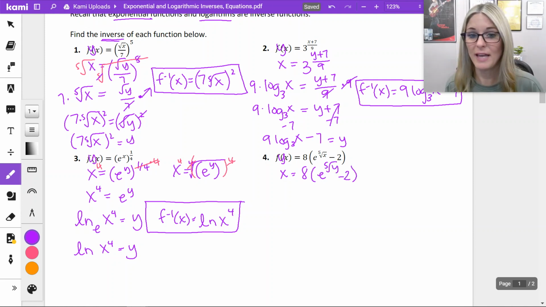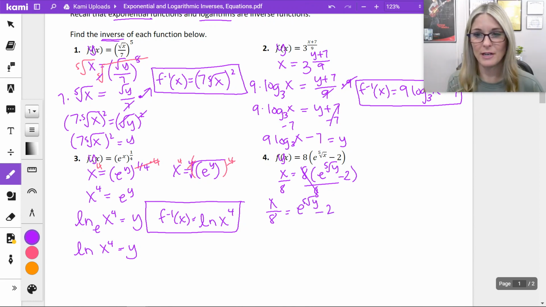Everything is getting multiplied with 8, so let's divide both sides by 8. x over 8 equals e raised to the fifth root of y minus 2. Again, the minus 2 is not in the exponent there, so let's add that to the other side. We have x over 8 plus 2 equals e raised to the fifth root of y.